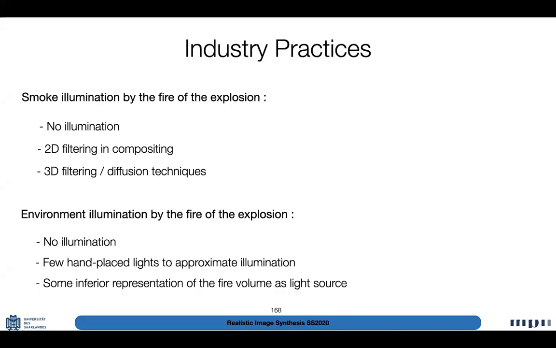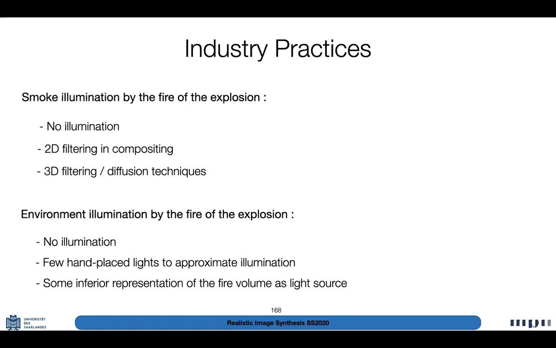Now, the smoke illumination by the fire of the explosion has been handled in different ways in industry. Sometimes they consider there is no illumination of the smoke by the explosion, or there is some kind of 2D filtering where they simply composite the lighting due to the smoke or the explosion. And there are some 3D filtering diffusion techniques also applied.